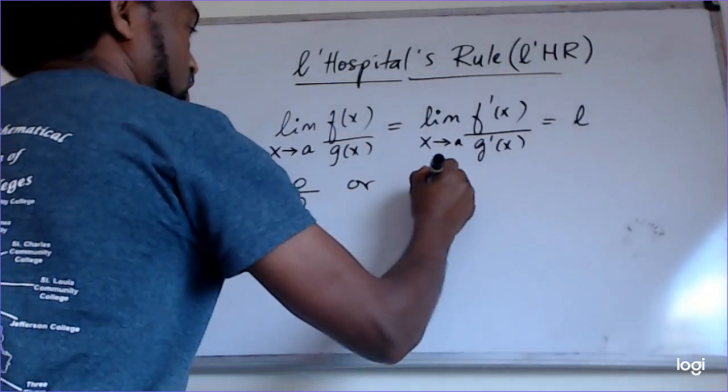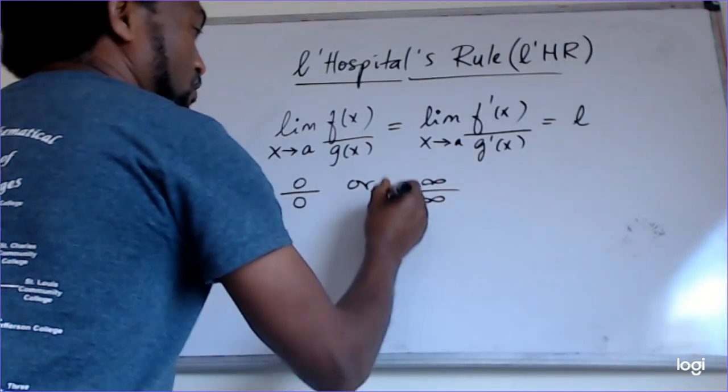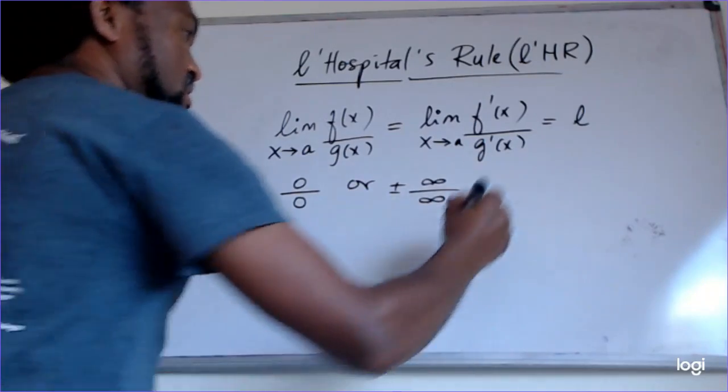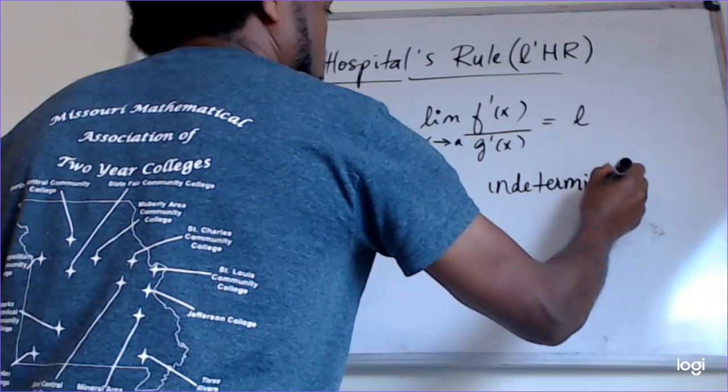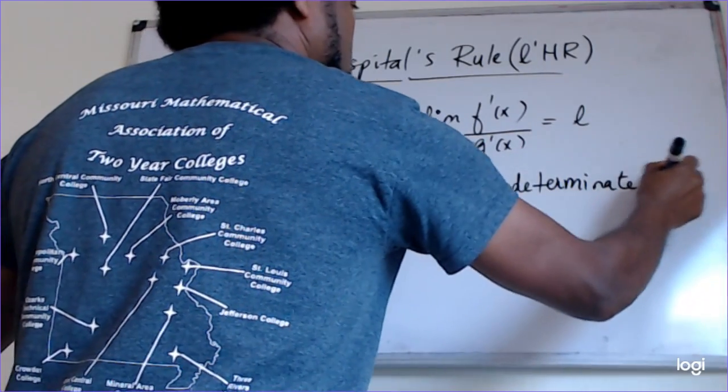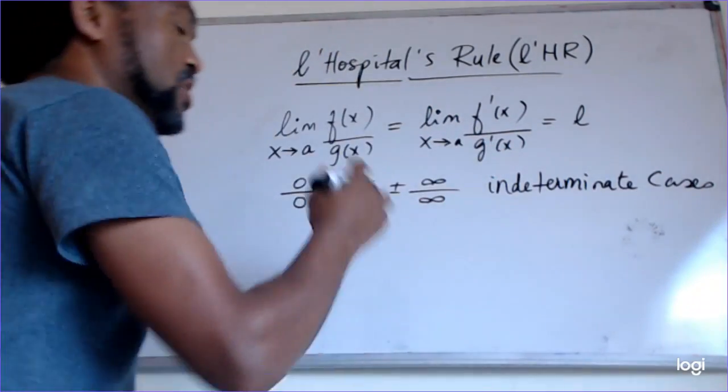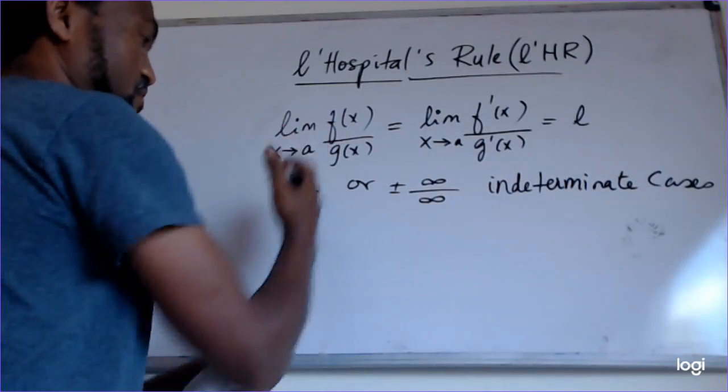Okay, this rule is particularly used when we have indeterminate cases of the form either 0 over 0 or infinity over infinity. Of course, you can have plus or minus. These are called indeterminate cases. In particular, this indeterminate case is fractional because you have a fraction.